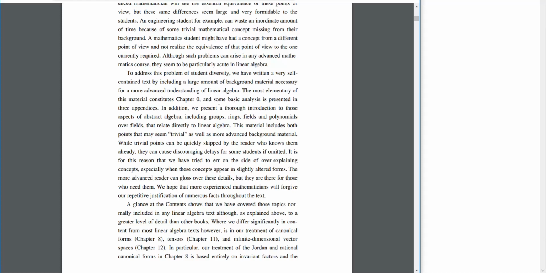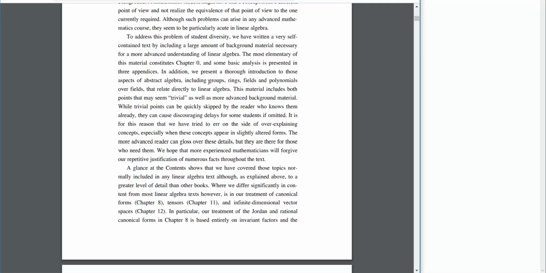Moving on. So in chapter 0, we'll basically start with abstract algebra, the necessary abstract algebra. So we've got groups, rings, fields, and polynomials over fields that have a direct relationship to linear algebra. That's good.